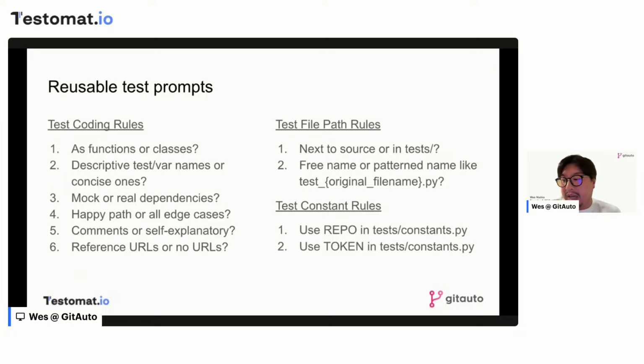Tell GitAuto or your AI agents where commonly or frequently used constants are. Like for me, GitAuto is a GitHub application, so obviously we use GitHub APIs many times. So I tell my GitAuto coding agents where the repository constants are, or where the GitHub tokens are, something like that. So that's the constants rule. You also have to specify it explicitly. Okay.